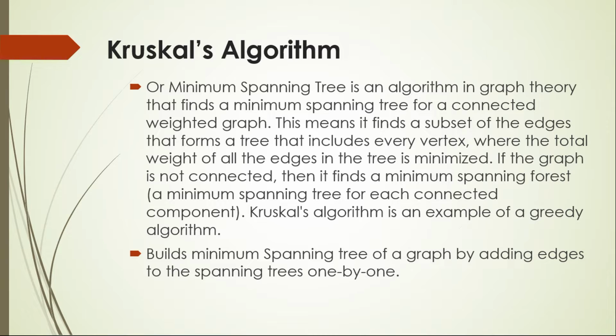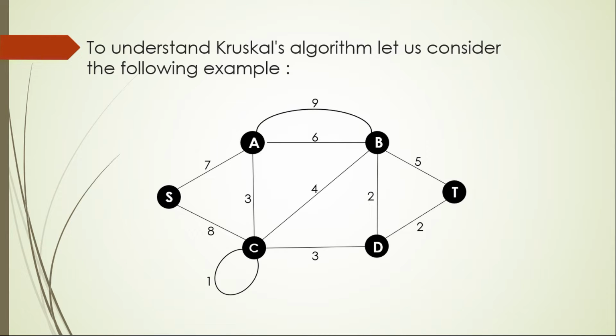If the graph is not connected, then it finds a minimum spanning forest, a minimum spanning tree for each connected component. Kruskal's algorithm is an example of a greedy algorithm. It builds a minimum spanning tree of a graph by adding edges to the spanning tree one by one. To understand Kruskal's algorithm, let us consider the following example.